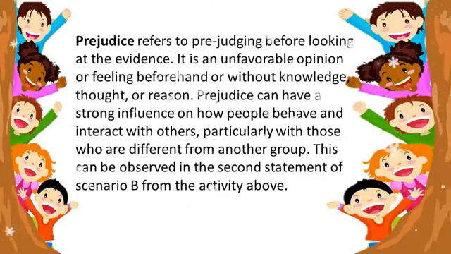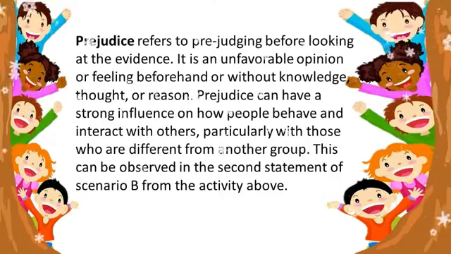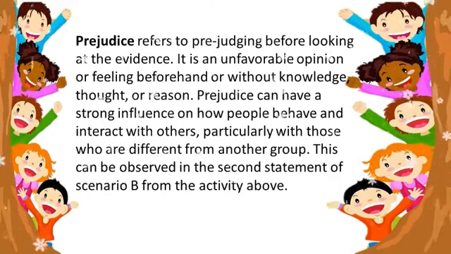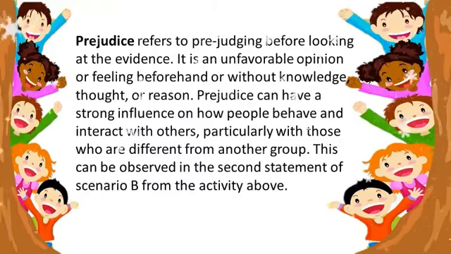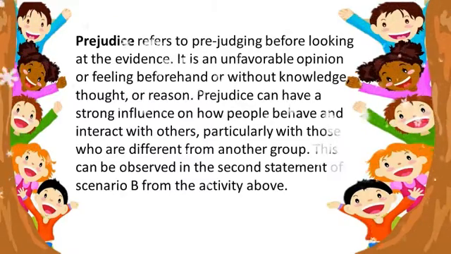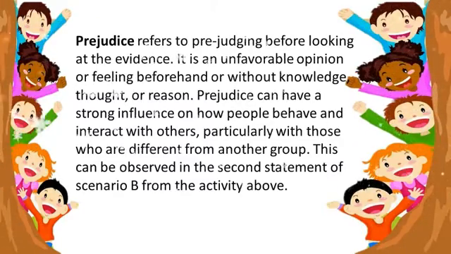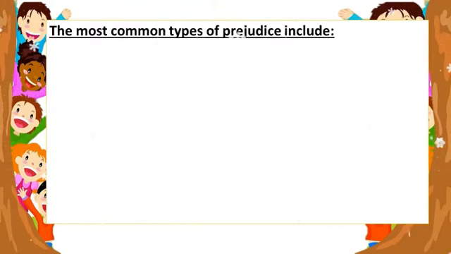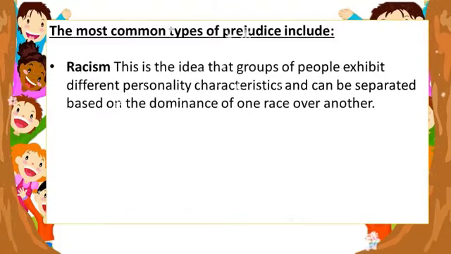Prejudice can have a strong influence on how people behave and interact with others, particularly with those who are different from another group. This can be observed in the second statement of a scenario from the activity above that can be found in your module. Okay, so the most common types of prejudice are the following. First is racism. What do you mean by racism?